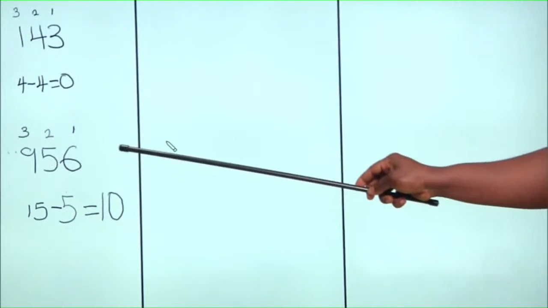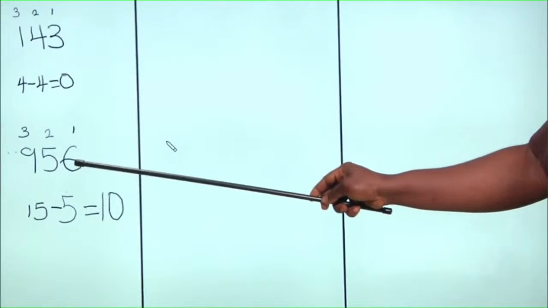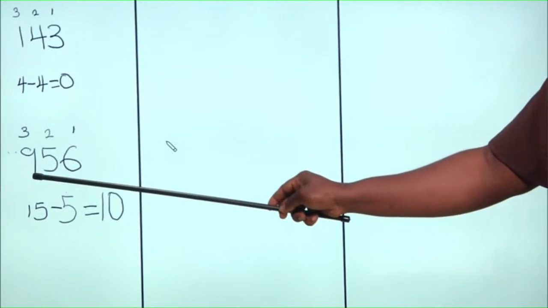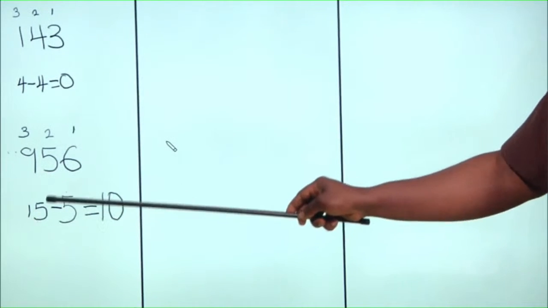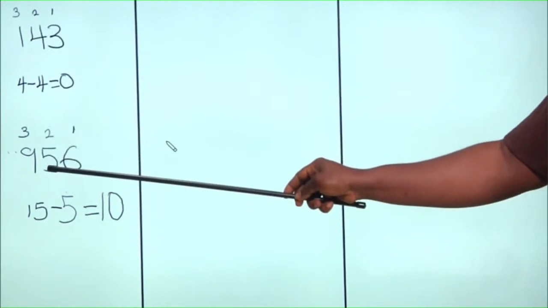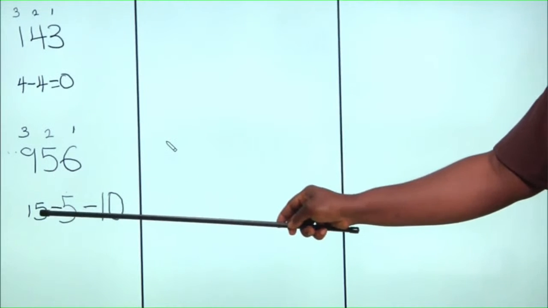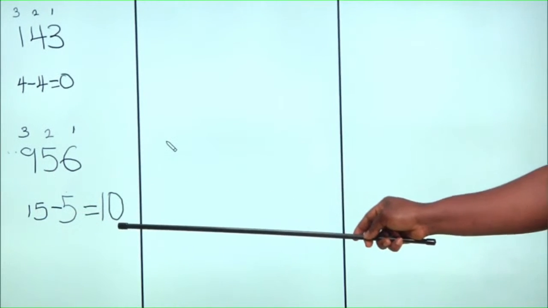So the numbers at the odd place, we have 6 and then 9. Let's add 6 and 9. When we added, we had 15. The number at the even place is 5. Let's subtract 5 from 15 and then we will get 10.